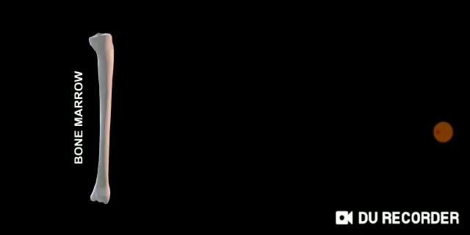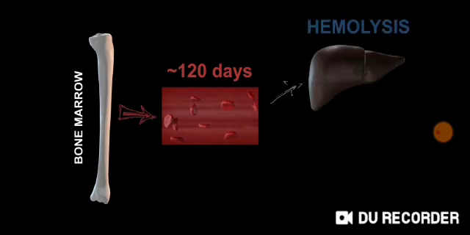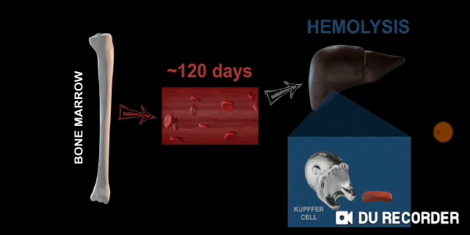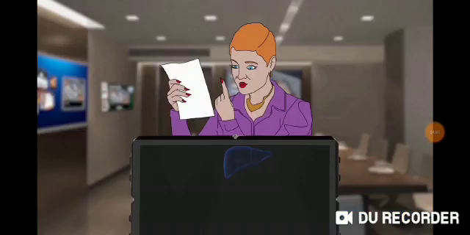Red blood cells begin their life cycle in the bone marrow. They live around 120 days until they undergo hemolysis in the liver. Hemolysis occurs when macrophages called Kupffer cells in the liver perform erythrophagocytosis. During this process, the old and senescent red blood cells are phagocytosed by the macrophages present within the liver.